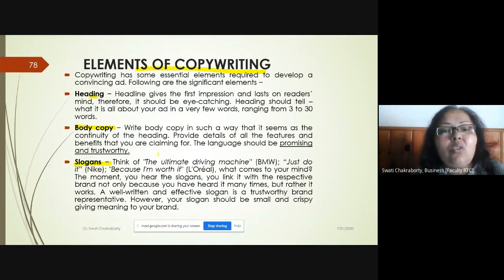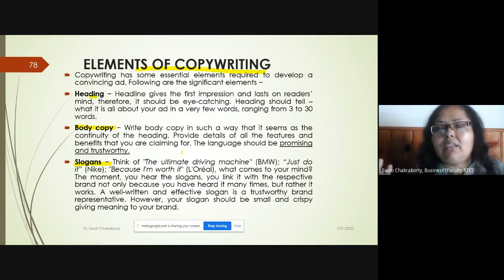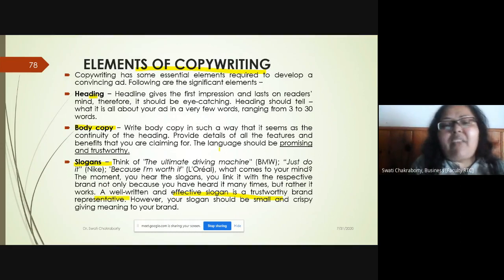Then come slogans, something which would drive you, like BMW says, think of the ultimate driving machine. And for "just do it," you say, oh no, it's Nike. So the moment you hear the slogan, people should say, oh, okay. A well-written and effective slogan is a trustworthy brand representative. Any brand which is trustworthy will have a very effective and well-written slogan, short but crispy, but giving meaning to the brand.